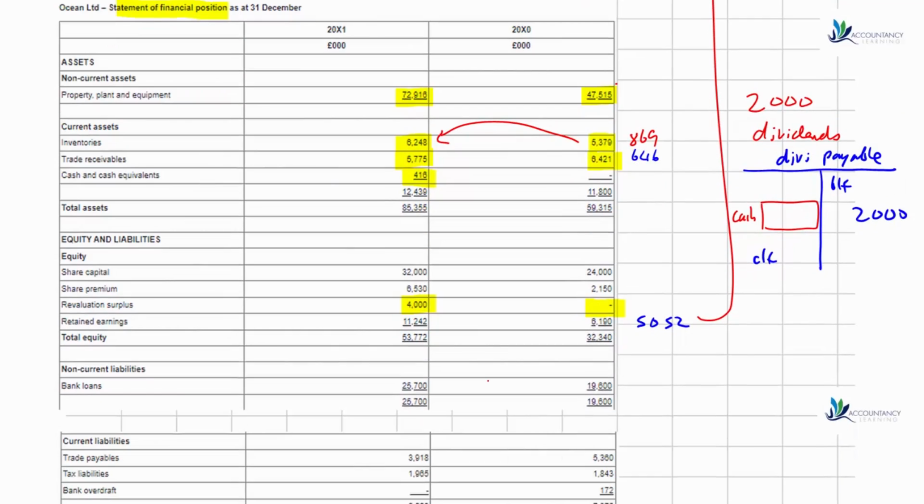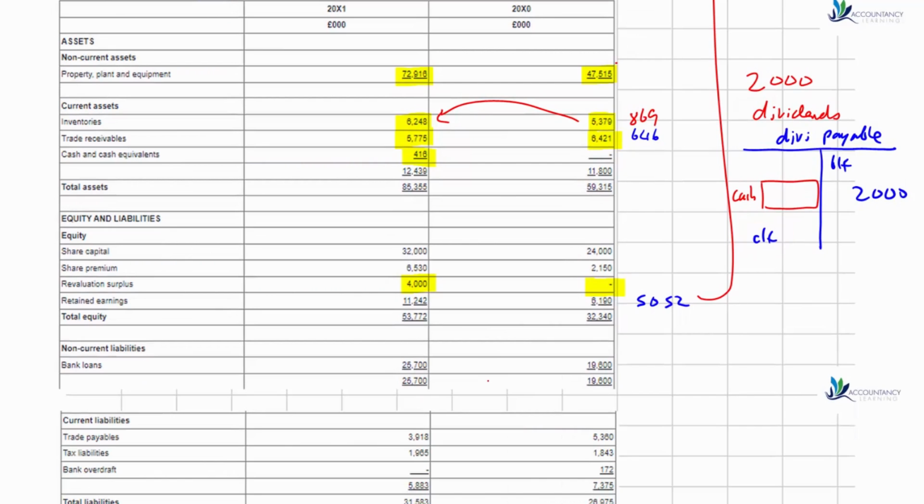Okay, so moving on then. So we've looked at equity and we've looked at retained earnings. So yes, I've used those two numbers just by calculating the difference. But that number hasn't appeared in my answer yet. But I need to somehow use that 2,000 somewhere.